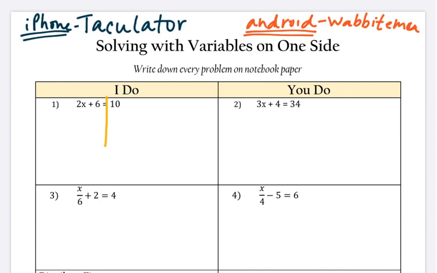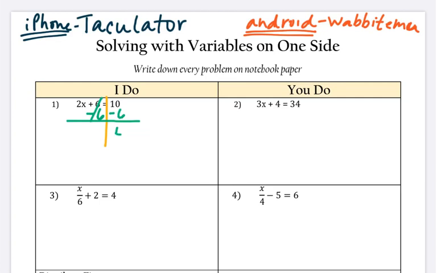What we do to get x all by himself is we move the constant. That's the number that doesn't have an x with it. See here, positive 6. To get rid of a plus sign, we have to subtract 6. Whatever we do on the left side of the border, we have to do on the right side of the border. So I'm going to subtract 6 from the right.